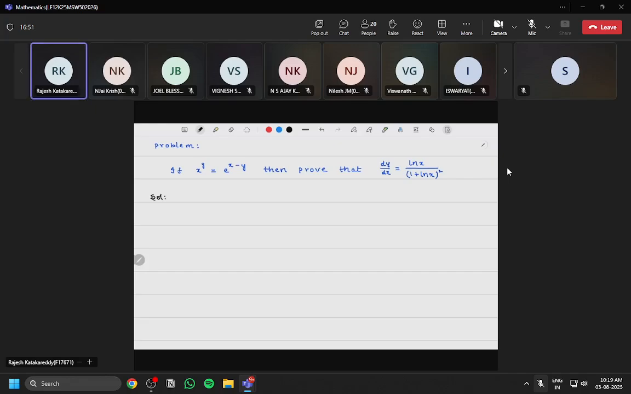If I take log on both sides, I can say y into log x is equal to x minus y into 1. I have taken log on both sides and this is what I have. From here, I can say that y into log x plus y is equal to x, and then y into 1 plus log x is equal to x. So y will be x divided by 1 plus log x. Apply u by v rule and show the derivative.